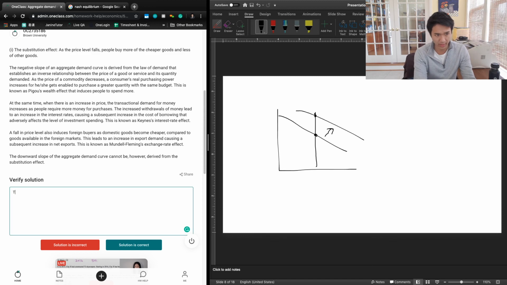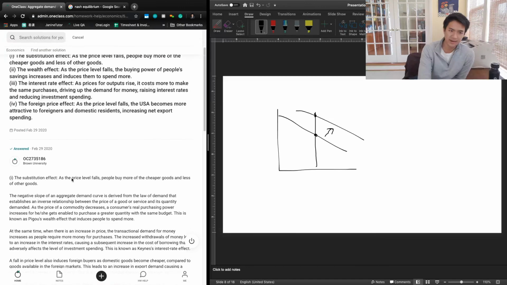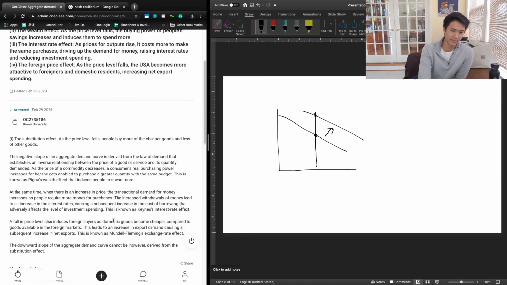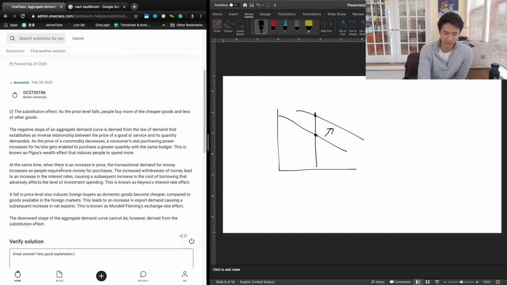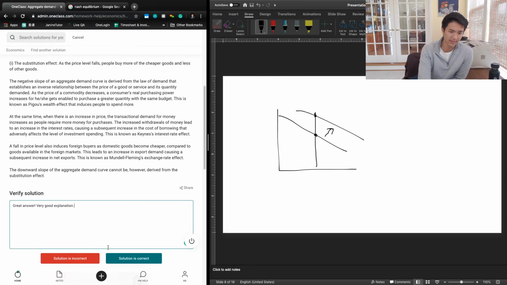So I think this is a great answer. Great answer. Very good explanation. And I think that perfectly covers all the explanations for why the other three answers are mechanisms by which aggregate demand is downward sloping and why substitution effect is not a mechanism.